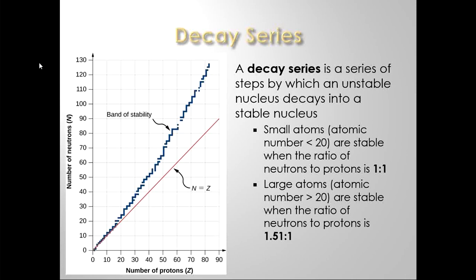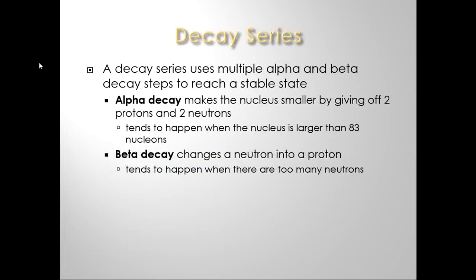So just to review, for your smaller atoms with atomic numbers less than 20, a stable nucleus is when the neutron to proton ratio is 1:1. The large atoms, the neutron to proton ratio is 1.51 to 1. So keep in mind, a decay series uses multiple alpha and beta decay steps to reach a stable state.